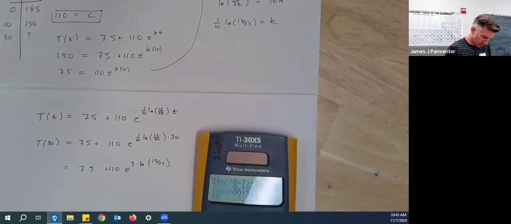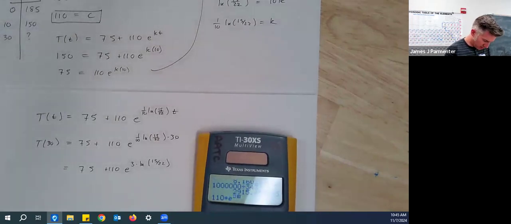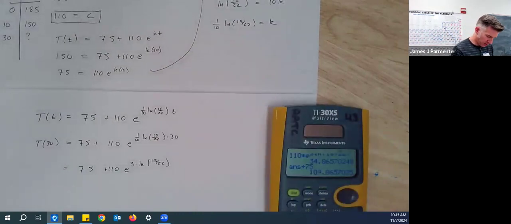So let's see, I'm going to do 110 times e to the, where's my e button? Oh, there we go. E to the 3 times natural log of 15 over 22. And we're going to get about 34.8, and then we're going to add 75. So about 109 degrees.